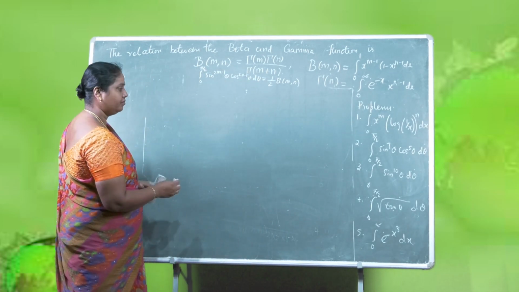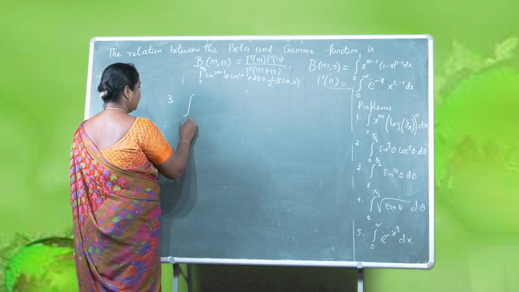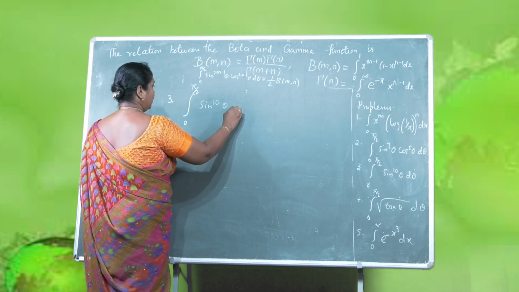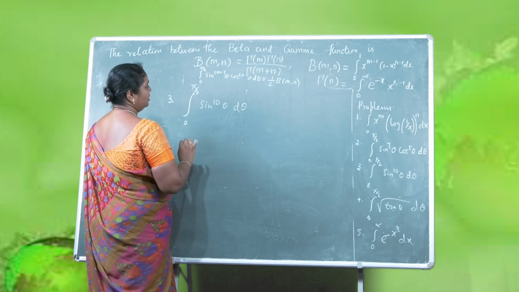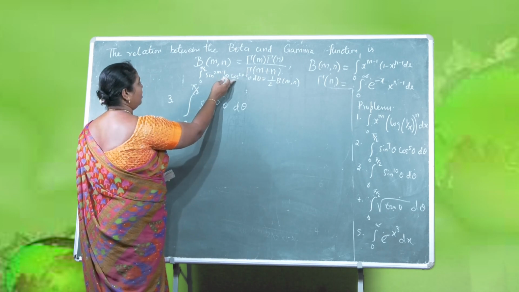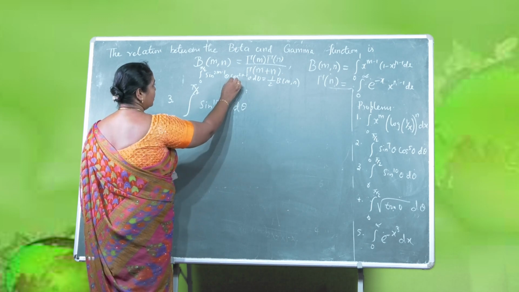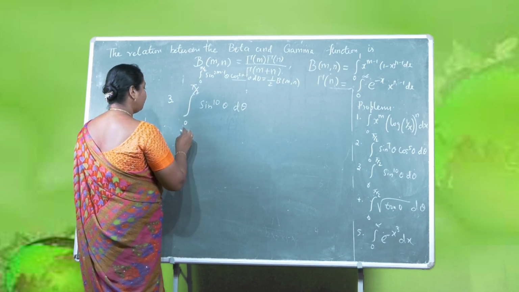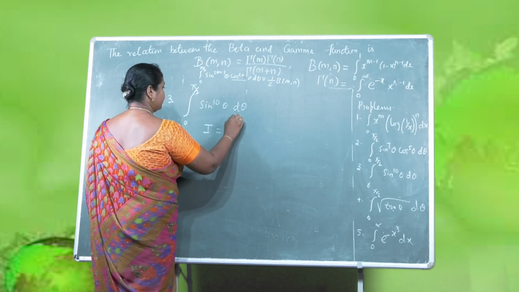So what is your third problem? The third problem is to evaluate the integral from 0 to pi by 2 of sine power 10 theta d theta. So again from the limits itself you can guess that this is a type of beta function, isn't it? So let us use the formula which I already mentioned to you. You may have some doubt: here there is a cos power 2n minus 1 theta, but here there is no cos term. So what shall we do for that? First we will take this as integral I.